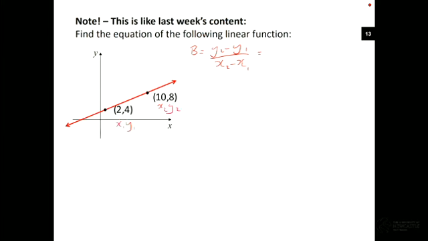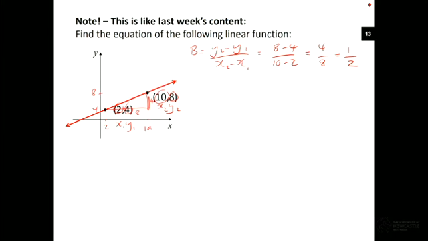So the y2 minus y1 is the 8 minus 4. The x2 minus x1 is 10 minus 2. 8 minus 4 is 4 and 10 minus 2 is 8. So there's me finding the gradient using the formula. You can still use that. Or I could have just drawn a triangle and worked out that's a 2, that's a 10, that's a 4, that's an 8. A little sketch would have shown me a side of 4 and a side of 8, and I could have got there.